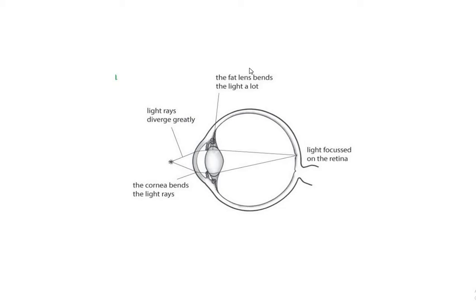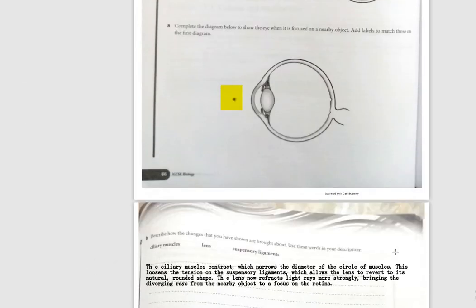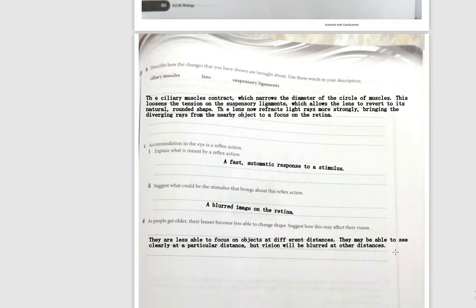You need to remember what happens to the cornea, what happens to the lens. Actually, you need to focus on what happens to the lens and what happens to the pupil and the cornea when an object is at a distance or when it's closer, right? So let's move on to the next part.